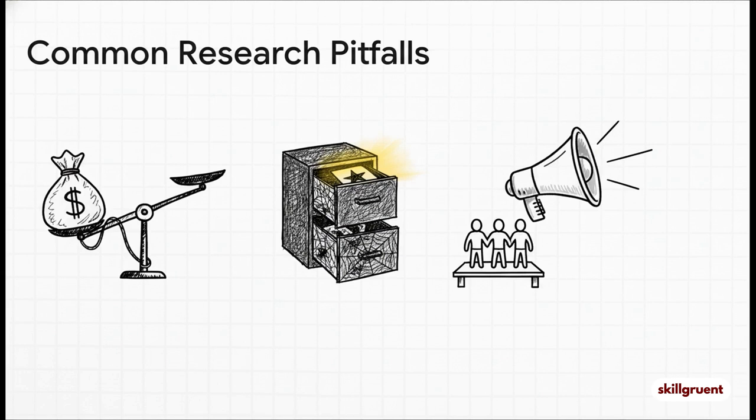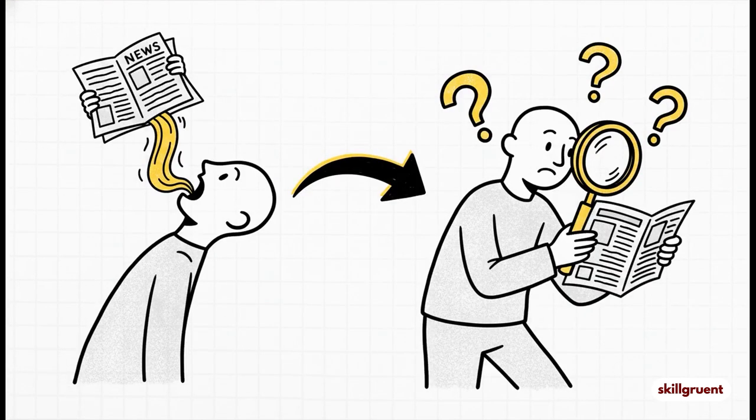Then there's publication bias. This one's tricky. It's the tendency for journals to publish exciting positive results, while studies that find, well, nothing, they just get buried. So if 10 studies test a drug and only the one that worked gets published, our whole view of that drug is going to be skewed. And finally, generalization. This is huge. It's when you take findings from a really small specific group and act like they apply to everyone. The classic example is a psychology study done on a handful of college kids that then tries to make claims about all of humanity.